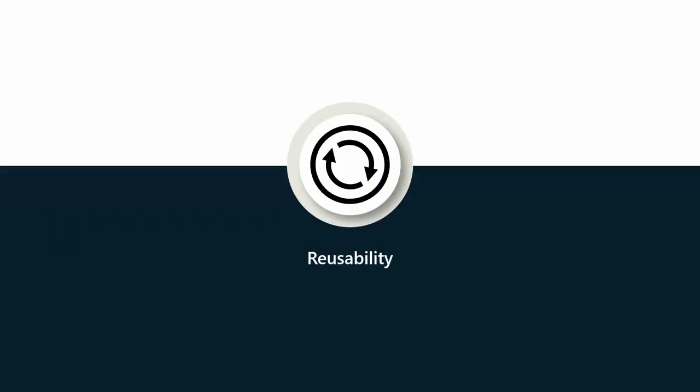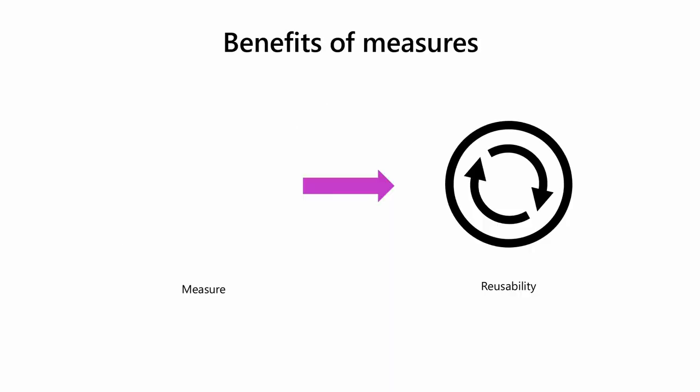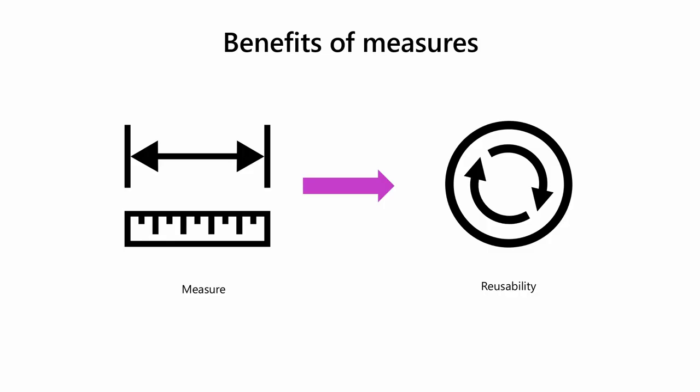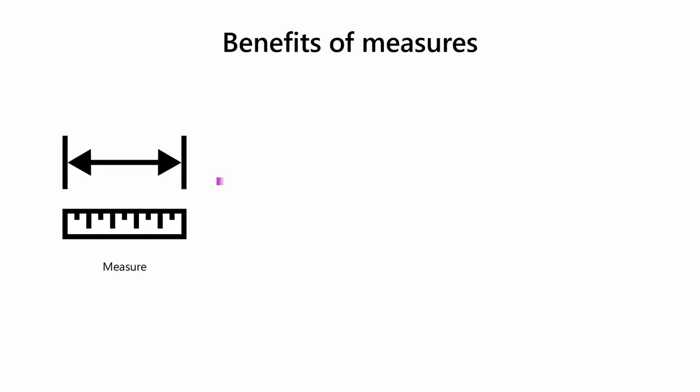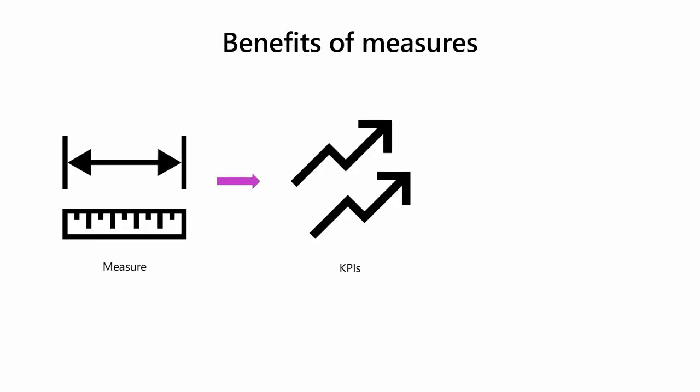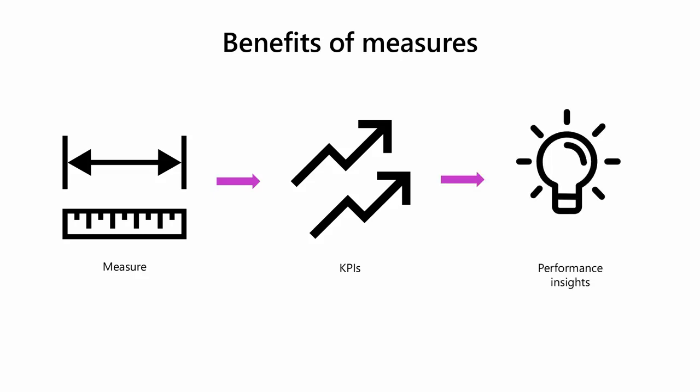Measures are also reusable. Once created, you can continue to recall them in your code. This reduces the repetitive work of creating the same calculations and ensures data consistency across all reports. Another benefit is performance. Measures can be used to track the performance of different aspects of a business. Measures are commonly used to create key performance indicators, or KPIs, essential to monitor business performance. KPIs provide a quick snapshot of performance against predefined targets or benchmarks.